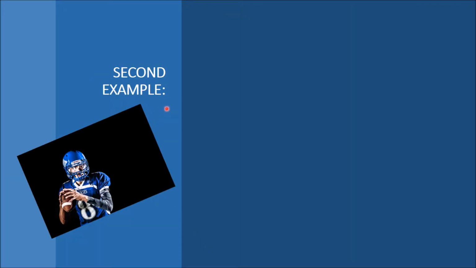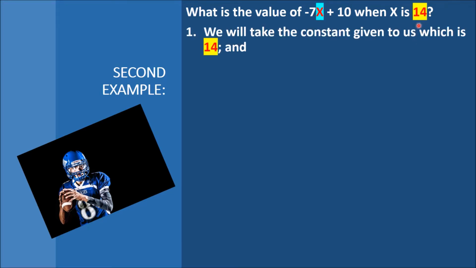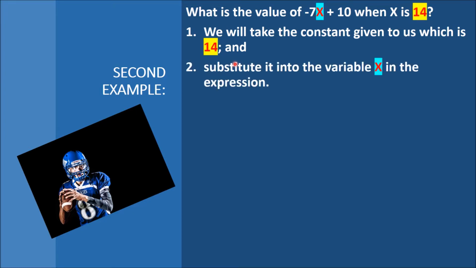Let's look at this second example. Here's the problem. What is the value of negative 7x plus 10 when x is 14? So again, I've got a constant, which is 14 in this case. I've got an algebraic expression, negative 7x plus 10. And I've got a variable x. So, just like in the last problem, the first step is we're going to take the constant given to us, which is 14. And the second step is we're going to substitute that 14 into the variable x in our algebraic expression.